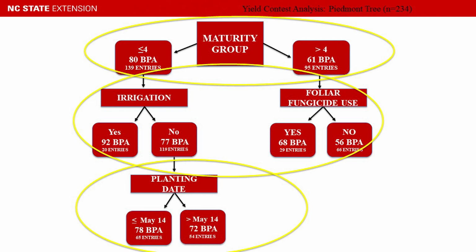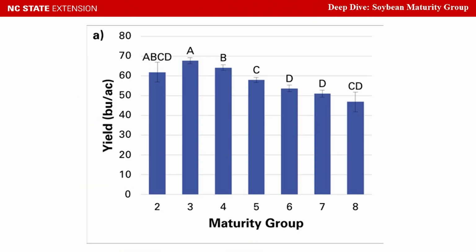That was for the state. If you looked at the Piedmont, so this area, you see a very similar thing. Maturity group 4 or earlier averaged 80 bushels per acre. Maturity group later than a 4 averaged 61 bushels per acre. So we know that there's high yield potential associated with using the earlier maturing varieties. Here you can look at that in a different way. Same yield contest analysis. Here are the maturity groups on the x-axis, yields on the y. As maturity group increased, yield declined.